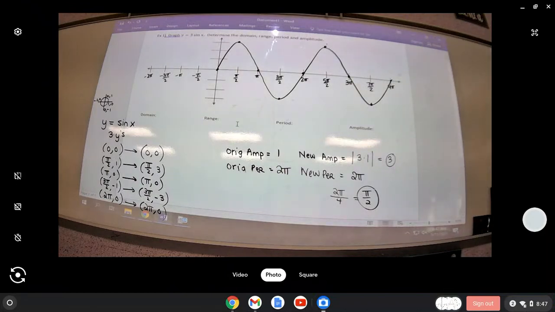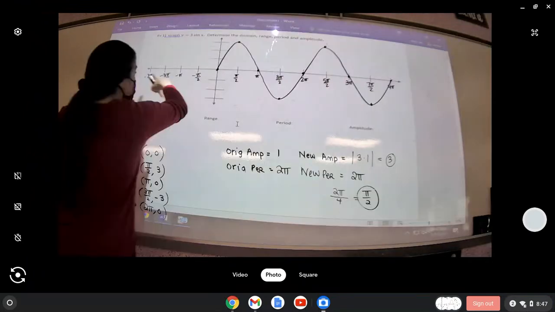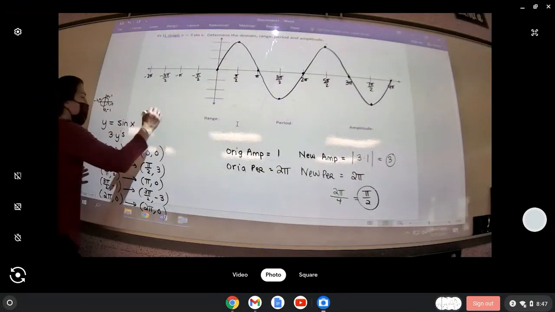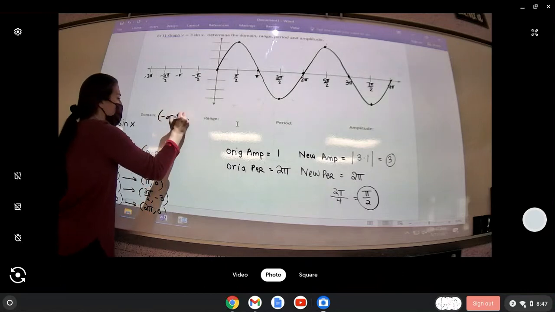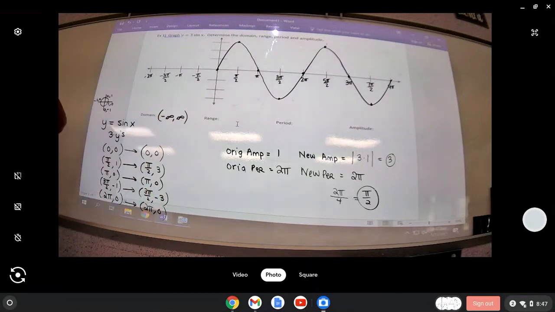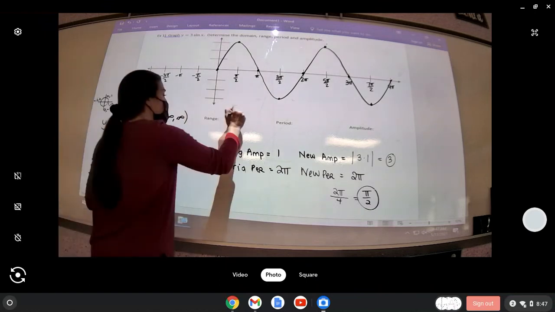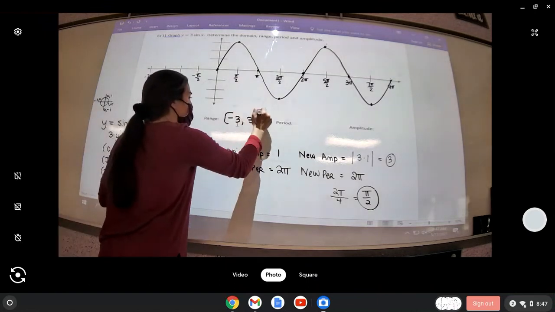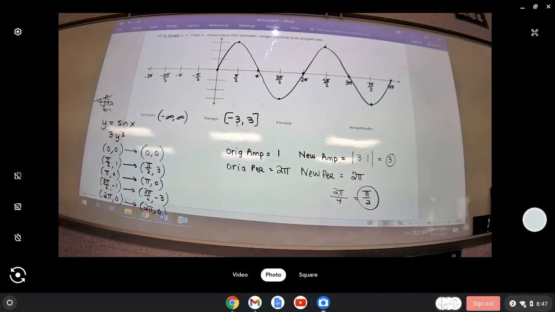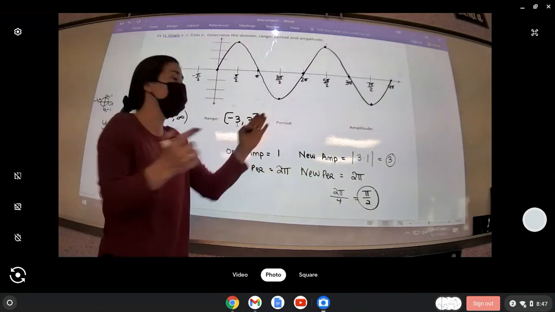Oh, really quick, let's fill it in. Our domain is still what? All real angles. I can plug any angle I want into this transformed graph. My range, though, doesn't go from -1 to 1 anymore. My range goes from -3 to 3 because we've affected those y coordinates. We've stretched them bigger.